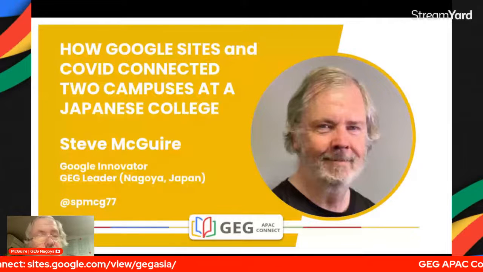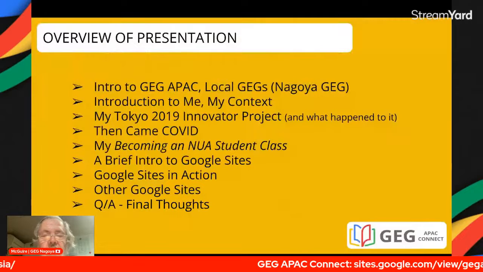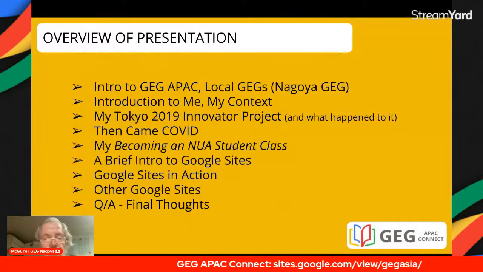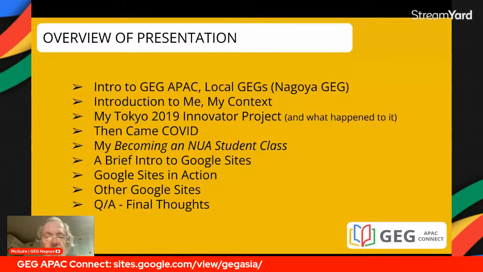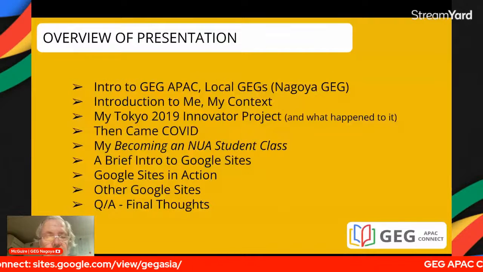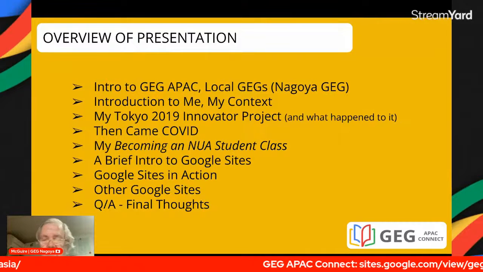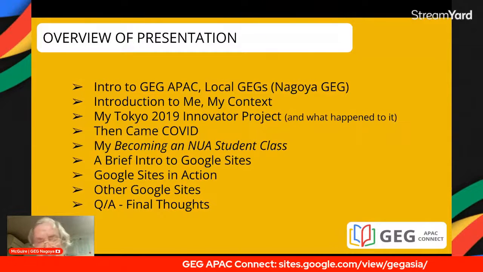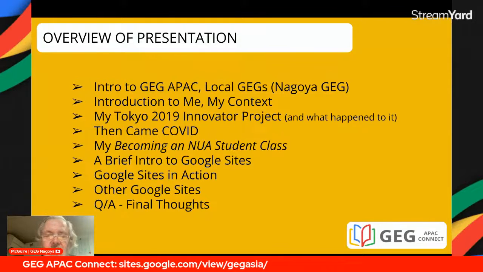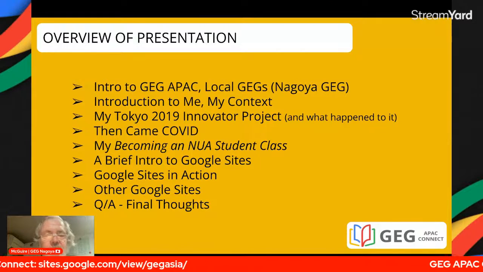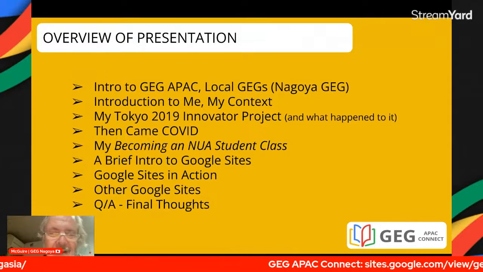And this is an overview of the presentation. I was going to do an introduction to GEG APAC and local GEGs. We'll go through that really quick. Now an introduction to me, my context, my Tokyo 2019 Innovator project, which was kind of the inspiration for this project. And both ways, the situation at my university was the inspiration for the project. That goes both ways.